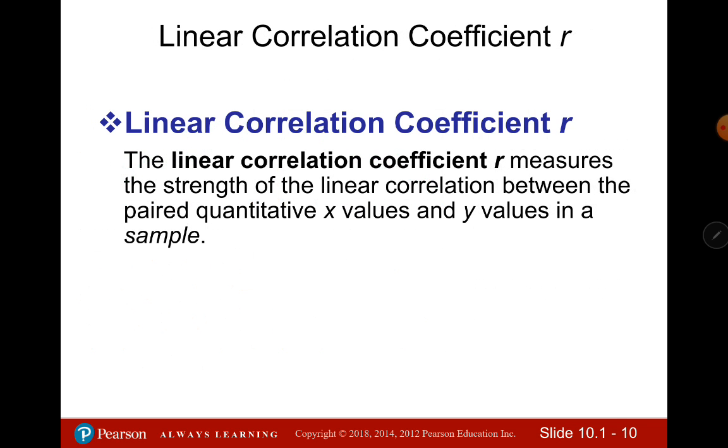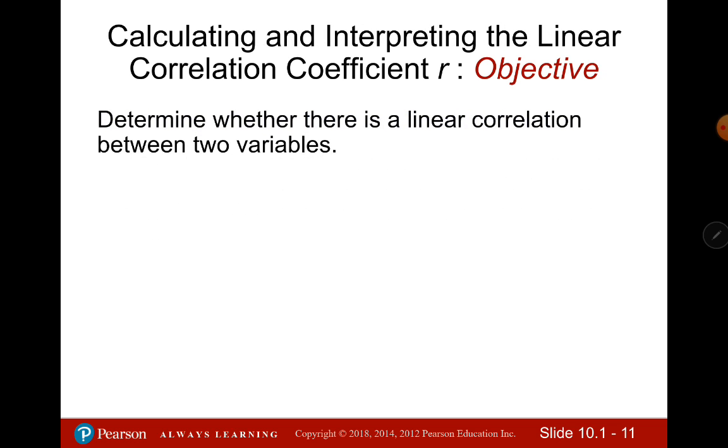So we can measure the strength of the linear correlation by using the linear correlation coefficient r. The r value measures how well a straight line fits all the values, right? So for the strength of the linear correlation between x and y, for each observation in the sample, we will have one paired value. That means we will have two values for each observation.